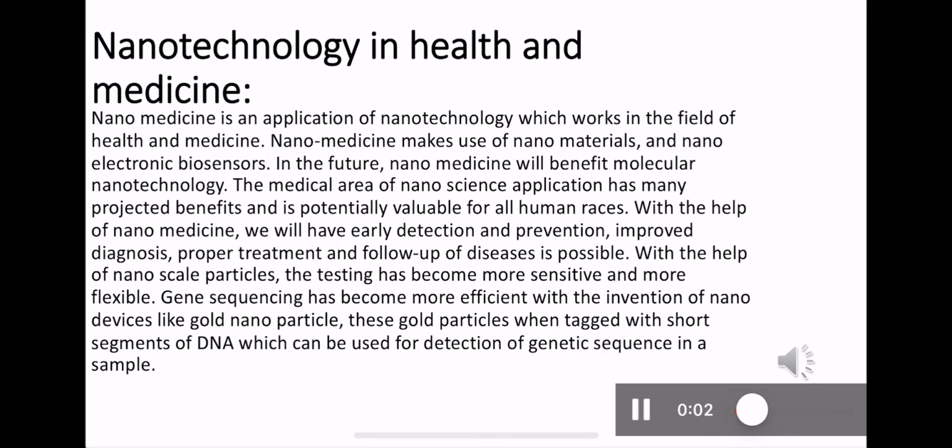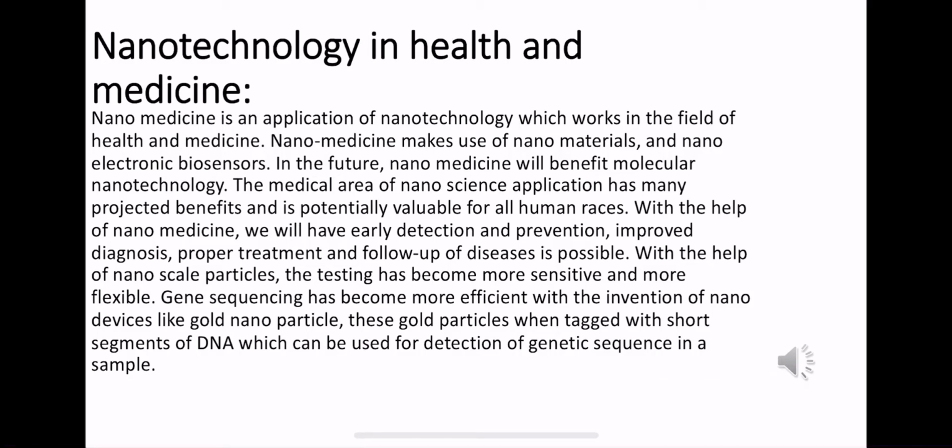Nanotechnology in health and medicine. Nanomedicine is an application of nanotechnology which works in the field of health and medicine. Nanomedicine makes use of nanomaterials and nanoelectronic biosensors. In the future, nanomedicine will benefit molecular nanotechnology. The medical area of nanoscience application has many projected benefits and is potentially of value for all human races.